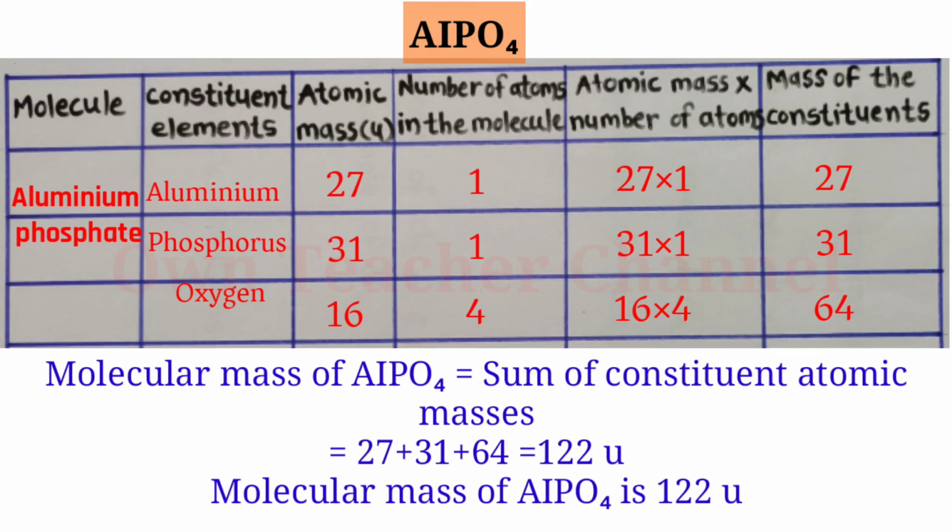Molecular mass of aluminium phosphate is equal to the sum of constituent atomic masses: 27 plus 31 plus 64 is equal to 122. Molecular mass of aluminium phosphate is 122.